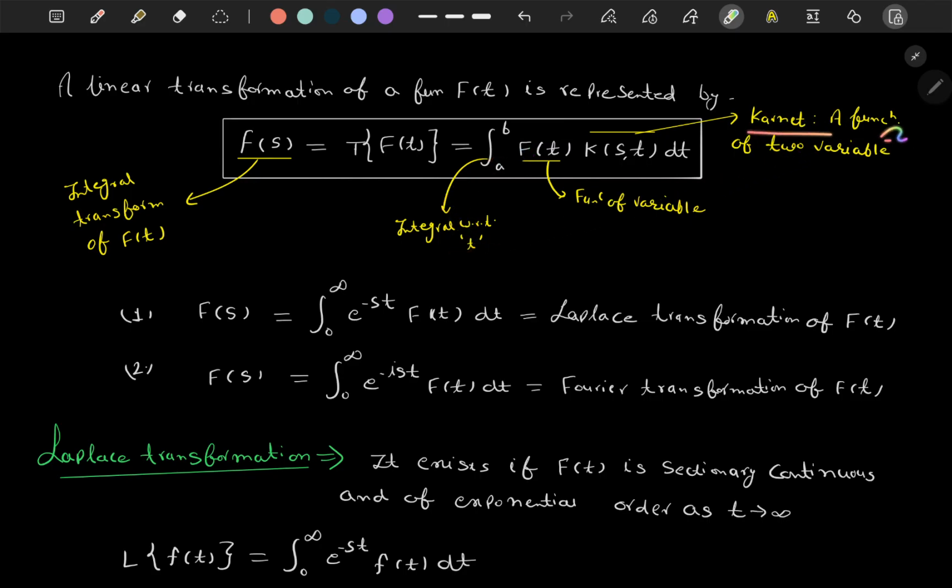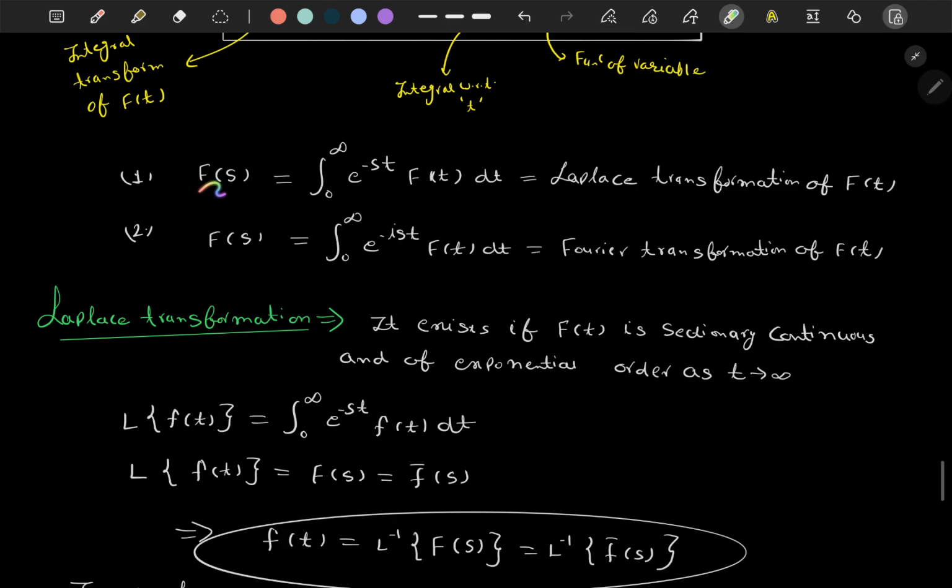And what is kernel? Kernel is a function of two variables. So integral transformation F of s of f of t will be integral 0 to infinity, e raised to power minus st, dt. It will be Laplace transformation of function, and e raised to power minus iota st will be Fourier transformation of function.